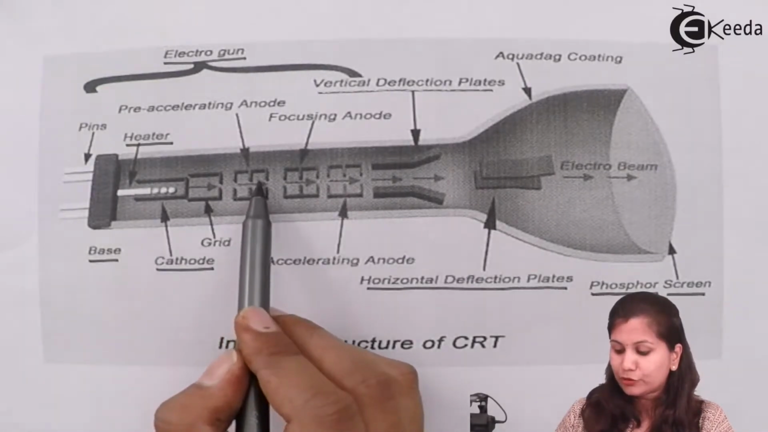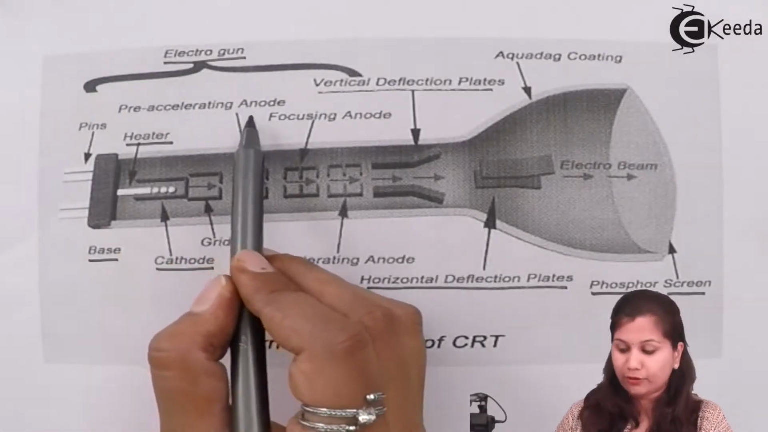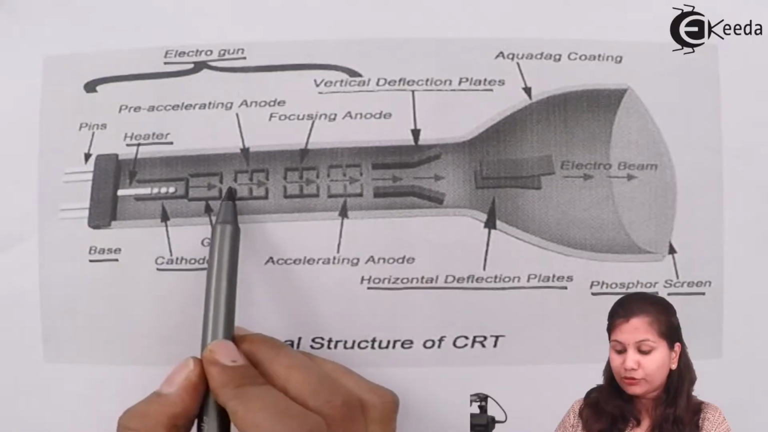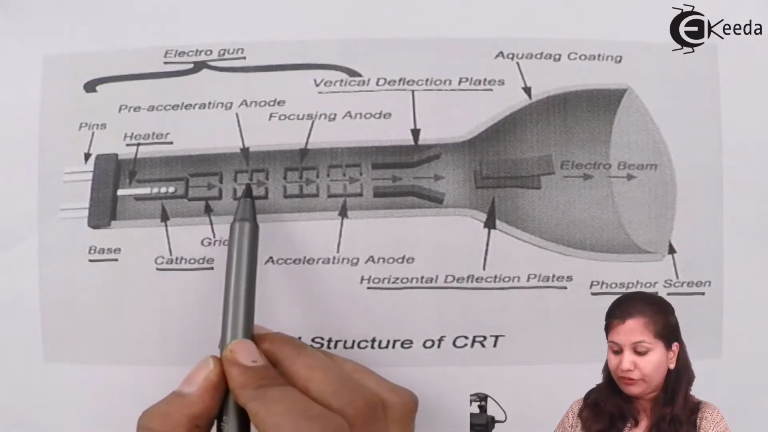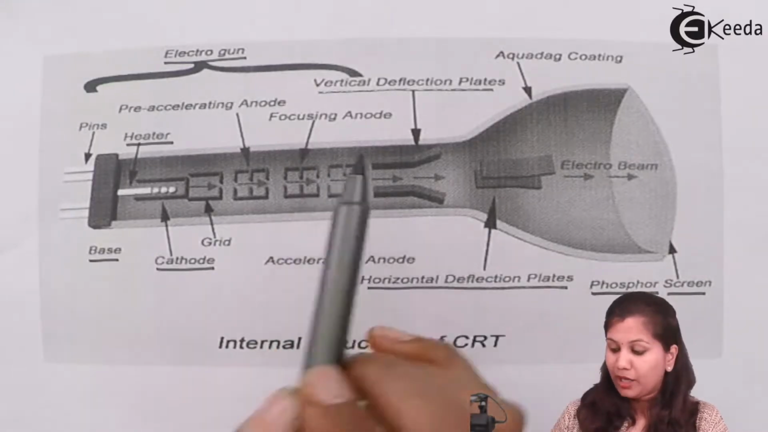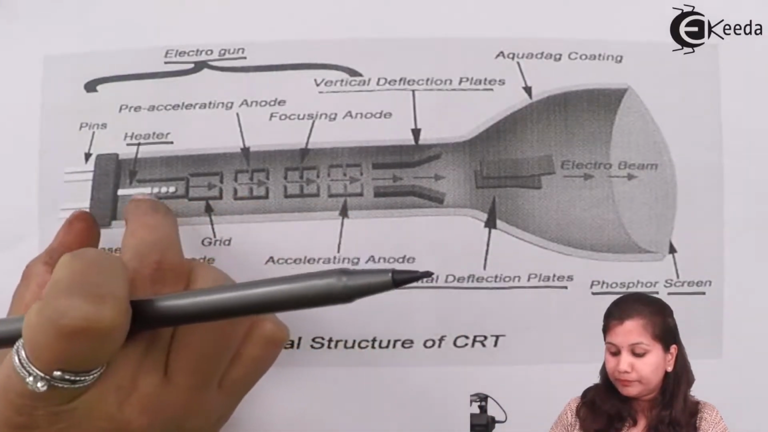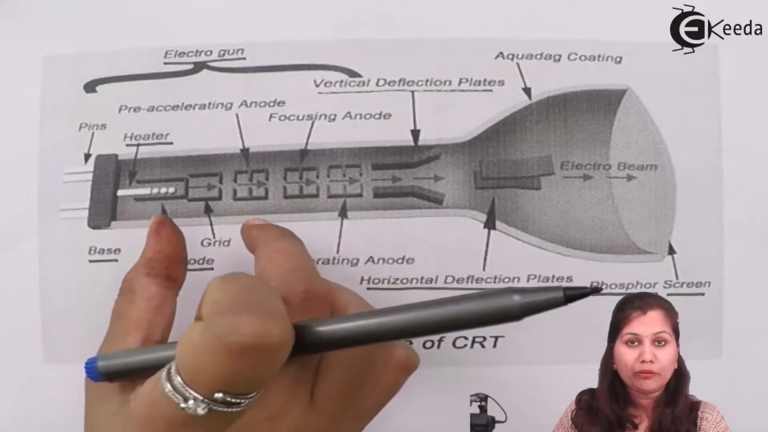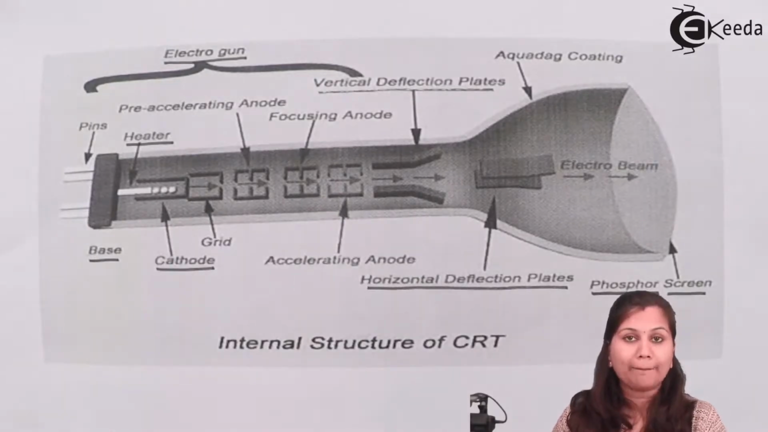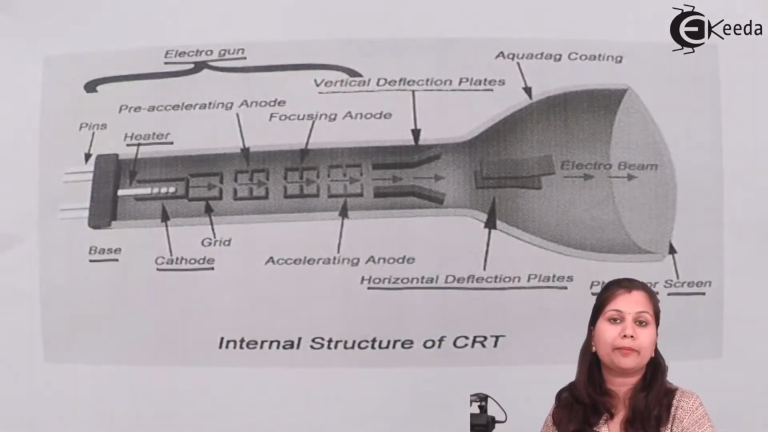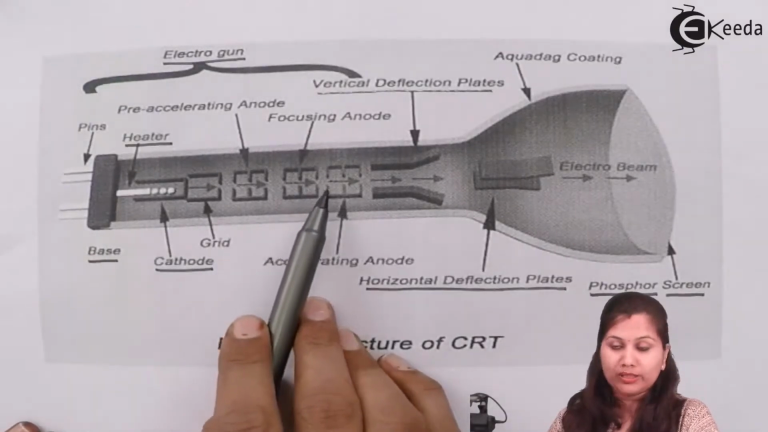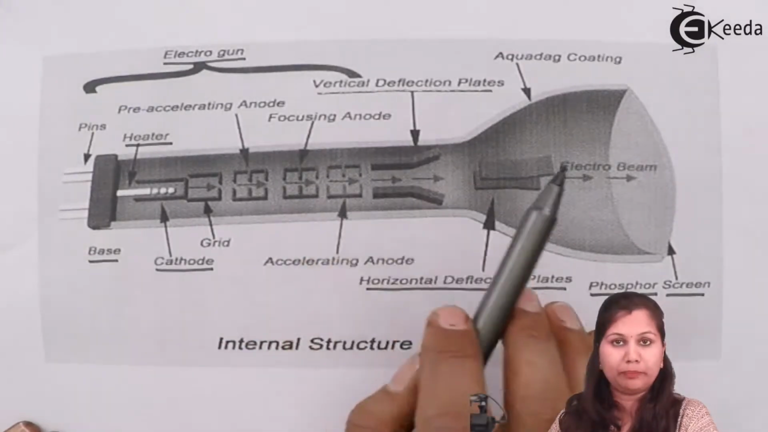After that, the electrons pass through the pre-accelerating anode, accelerating anode and focusing anode. So the beam of electrons which is coming out will be accelerated and then focused. So the beam of electrons coming out of this electron gun will be a sharply focused, accelerated beam of electrons. Now that beam of electrons passes through the deflection plates.